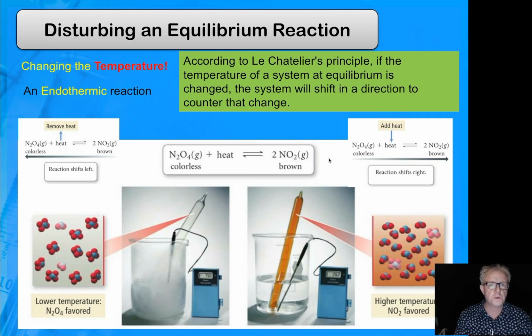And this is an endothermic reaction, but the same principle applies if you have an exothermic reaction. It's just that the heat is going to be on the product side. If you add heat with an exothermic reaction, it'll go in the direction to consume heat, which is towards the left, right? If you remove heat, it'll go in the direction to produce heat, which is towards the right. So temperature can affect an equilibrium position, and you need to look at delta H for that reaction to know whether it's endothermic or exothermic.